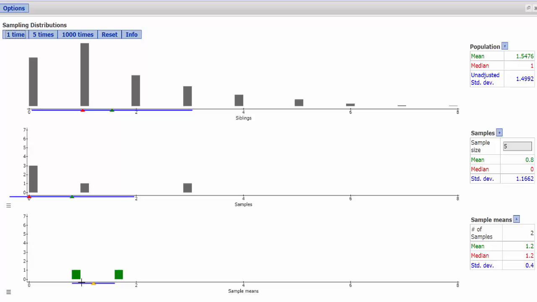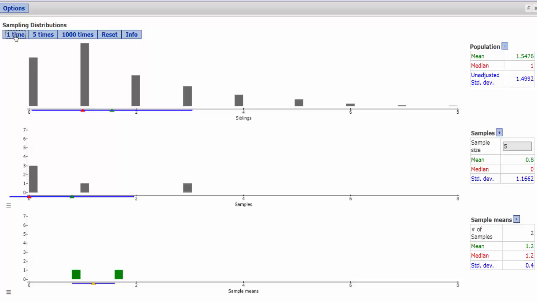So again, we see that even though we're sampling from the same population, the mean from one sample to the next isn't necessarily going to be exactly the same, but they're probably going to be pretty close, and they're going to be pretty close to what we're trying to estimate, which is the population mean.